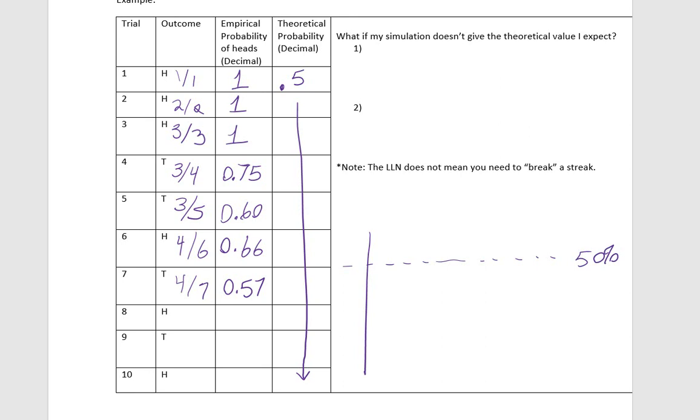As we do more trials, what we're going to see happen is that we're going to have that 50% theoretical probability that we want to see. And what our probability is going to do is bounce around it, but the more trials we do, it'll eventually level out and get closer to that 50%. So I'll just go ahead and fill the rest of these in.